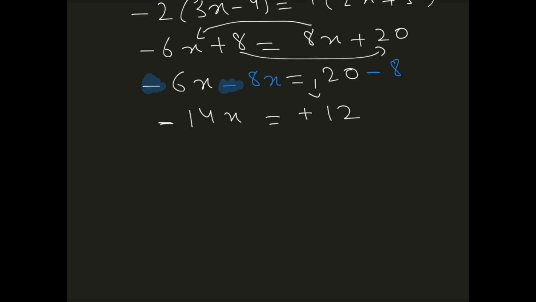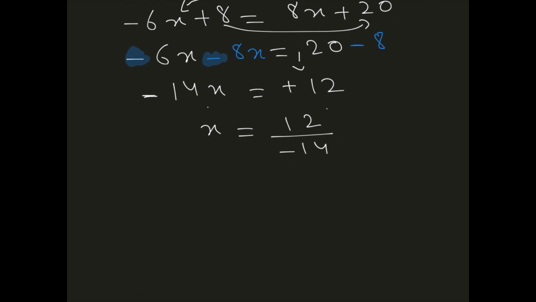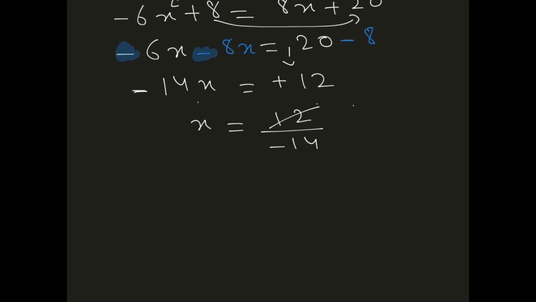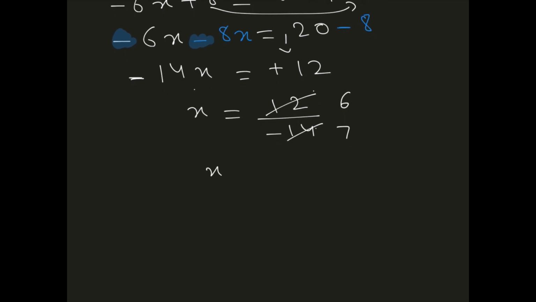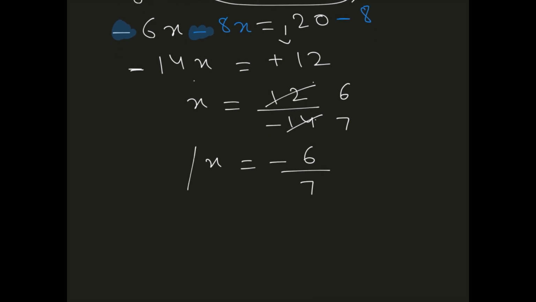Now minus 14 is being multiplied over here, so we'll divide it on the other side of the equation. So x is 12 divided by minus 14. Now you simplify it. 2 times 6 is 12, and 2 times 7 is 14. So x will be equal to minus 6 over 7, which will be our answer.